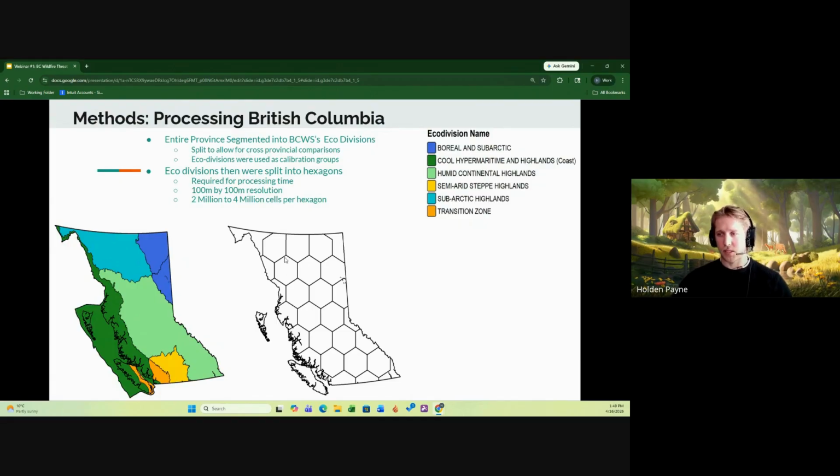And we split the hexagons to roughly match those eco-divisions. We didn't match the borders perfectly, but pretty much followed the borders so that hexagons had a majority of their area in each eco-division. And we added another one that had its own set of calibration unique to its area because we found some different fire behavior. And that area we're calling a transition zone.